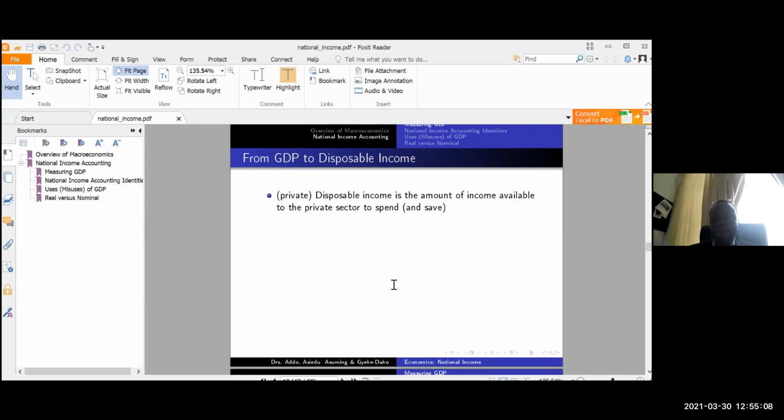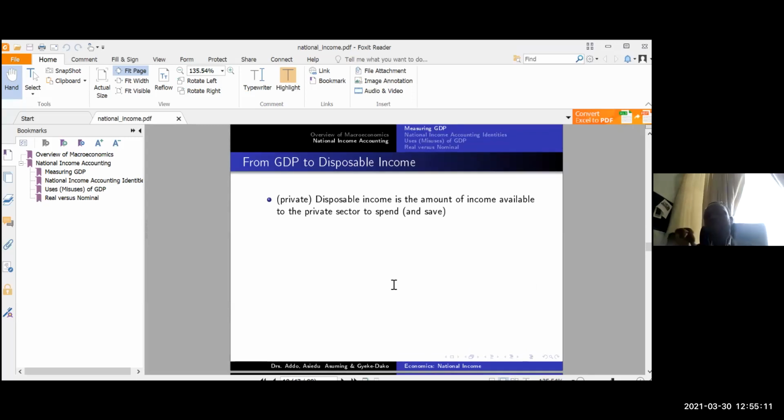All right. From GDP to disposable income, it's easy to see the link between GDP and disposable income. So if you have the total income, what is the disposable component? Private disposable income is the amount of income available to the private sector to spend. If I take myself at the household level, my household disposable income is the amount of money that I'm left with. And if we add that up for all households in Ghana, that gives us the private disposable income.